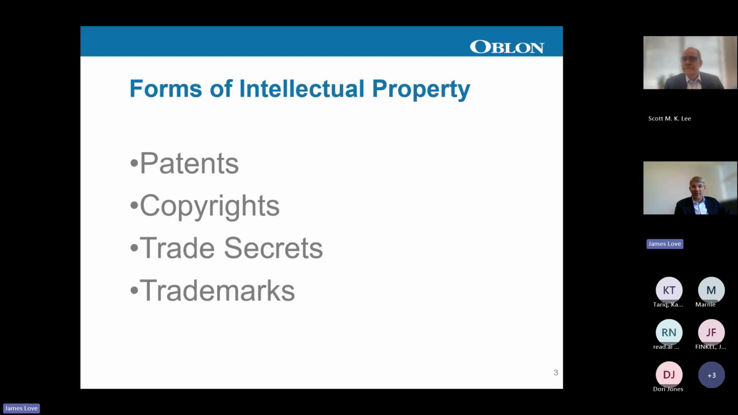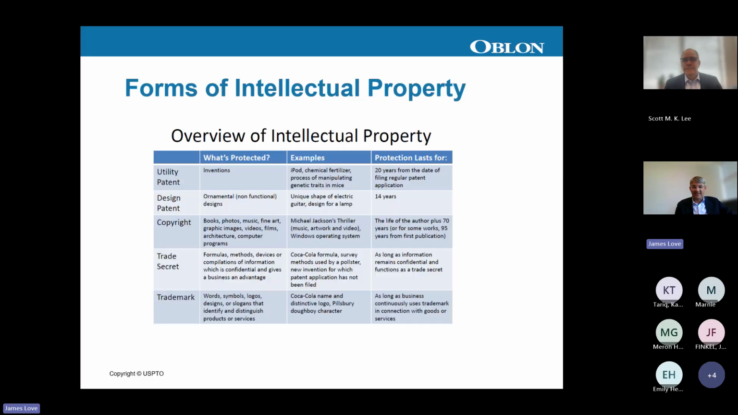We also have trademarks, which are also another important type of intellectual property, but this is more going to be protecting, for example, names and things of that regard. So we won't get into too much detail about that. I have a nice chart here which gives examples of each one of these types of things.